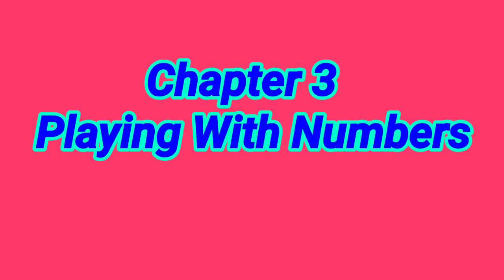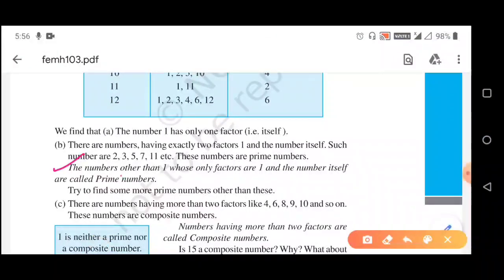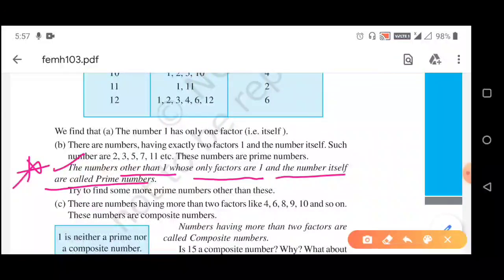Here we are doing the chapter Playing with Numbers. Now come to page number 51. Here it is given that the numbers other than 1 whose only factors are 1 and the number itself are called prime numbers. This is very important. What is a prime number? There are some numbers which have only two factors, 1 and the number itself.